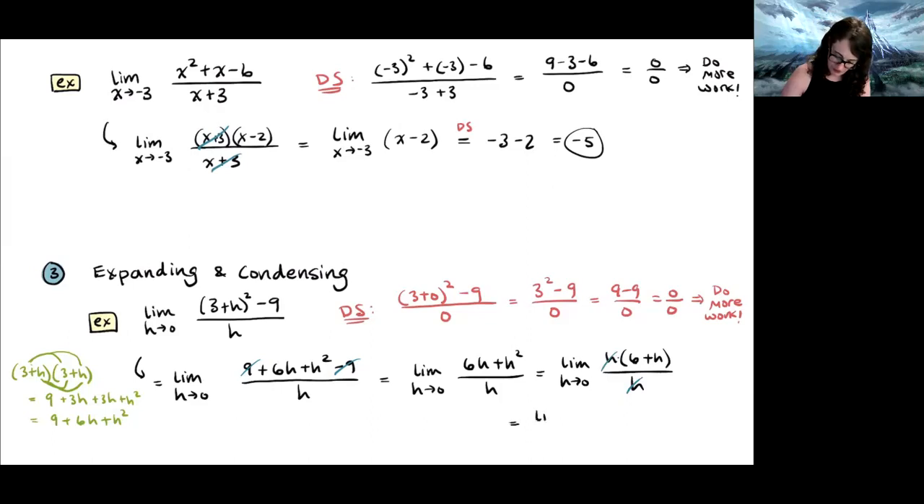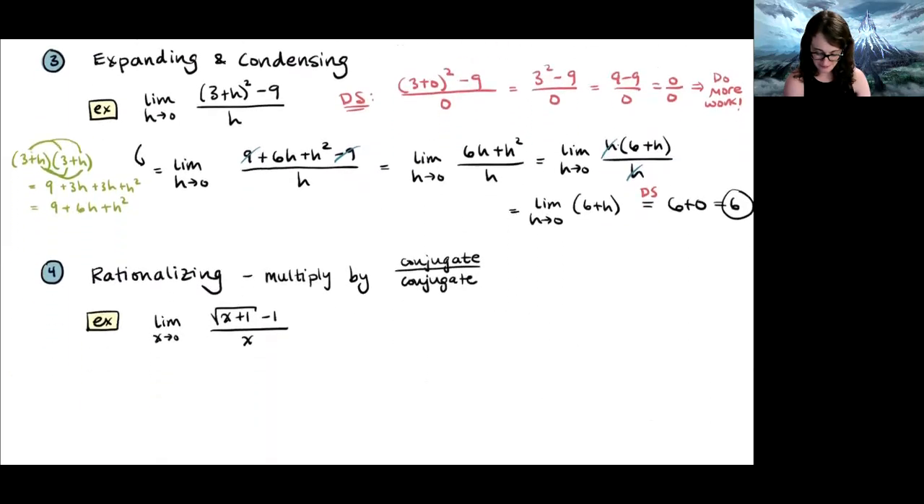All right, so what we have left here is a 6 plus h. And here we can finally direct substitute in. 6 plus 0 gives us 6. And so there's the value of that limit. These are really fun. I think they're really satisfying when it all works out, I guess. So that is type number 3.